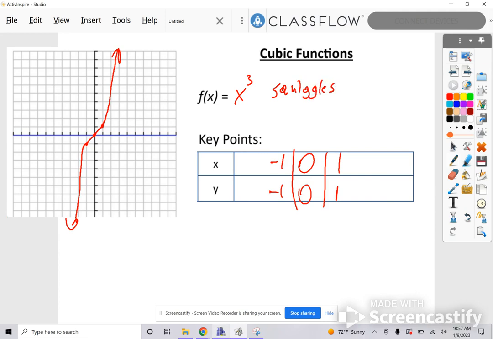Okay, so x cubes are always going to be squiggle lines. Okay, with again, this being my critical value. In this case, it's called a point of inflection.